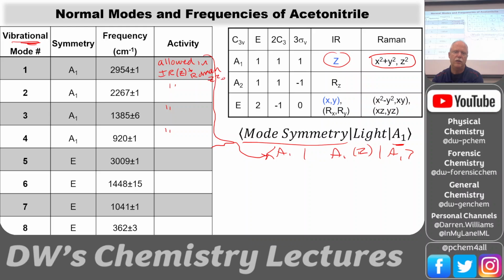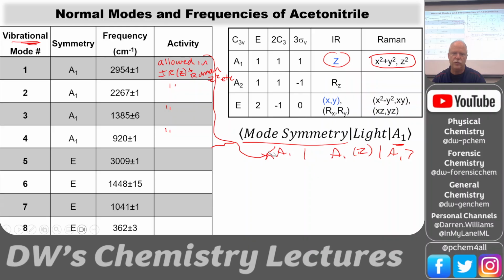Z squared, etc. Okay. So at least the first four vibrational modes in this molecule are allowed both in the IR and in the Raman. Okay. What about the E one?